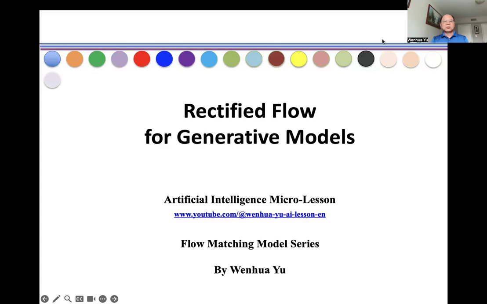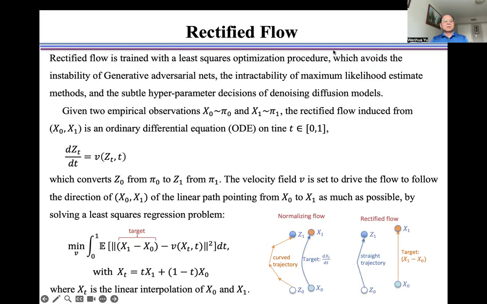In this video, I introduce a rectified flow for generative models. Rectified flow is trained with a least squares optimization procedure, which avoids the instability of generative adversarial nets, the intractability of maximum likelihood estimate methods, and the subtle hyperparameter decisions of the denoising diffusion models.